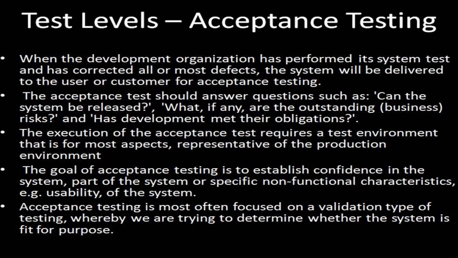In most organizations, system administration will perform the operational acceptance test shortly before the system is released. The operational acceptance test may include testing a backup/restore, disaster recovery, maintenance tasks, and periodic check of security vulnerabilities. Other types of acceptance testing that exist are contract acceptance testing and compliance acceptance testing. Contract acceptance testing is performed against a contract's acceptance criteria for producing custom-developed software. Acceptance should be formally defined when the contract is agreed.